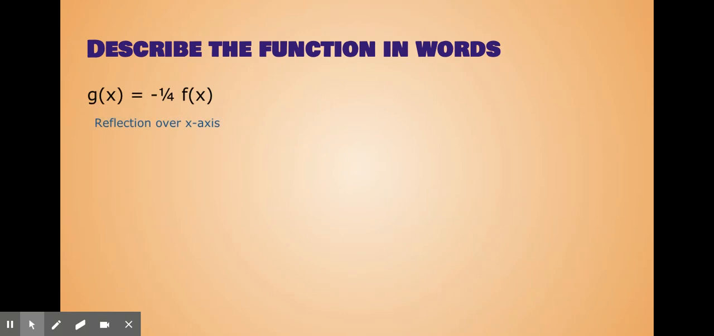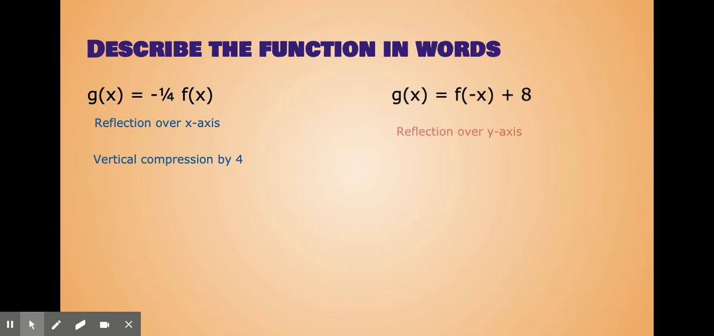Okay, a couple quick things here. If I gave you that, that would be a reflection over the x-axis and a vertical compression by 4. If I gave you that function, that would be a reflection over the y-axis and a shift up 8. Okay, so we're kind of reviewing our transformations from last week. Here, notice I have a negative inside of my function, so that's going to be a reflection over the y-axis, and a shift left 5.